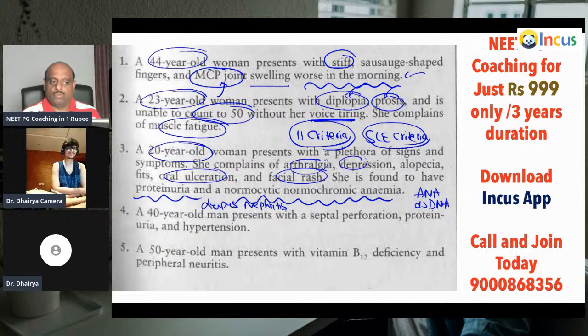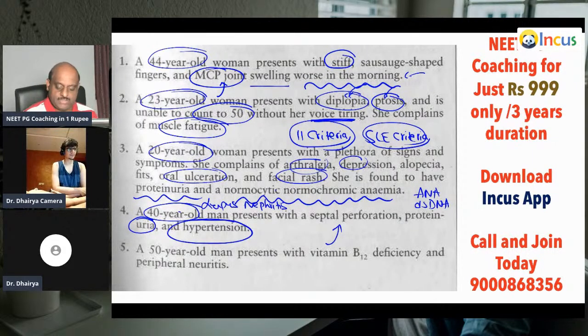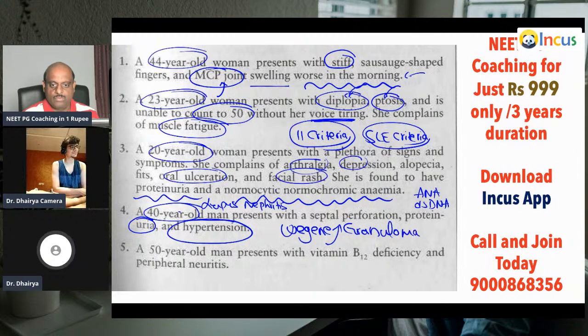Now, a 40-year-old man presents with septal perforation, proteinuria, and hypertension. So, what's your diagnosis, doctor? Now, this patient, when you think about something known as Wegener's granulomatosis, which is now called granulomatosis with polyangiitis, you'll have features of renal involvement along with an upper respiratory as well as a lower respiratory involvement. This patient has features of renal involvement as well as upper respiratory involvement, and septal perforation is very characteristic of granulomatosis with polyangiitis. This is not diagnostic, this is pathognomonic of Wegener's granulomatosis.